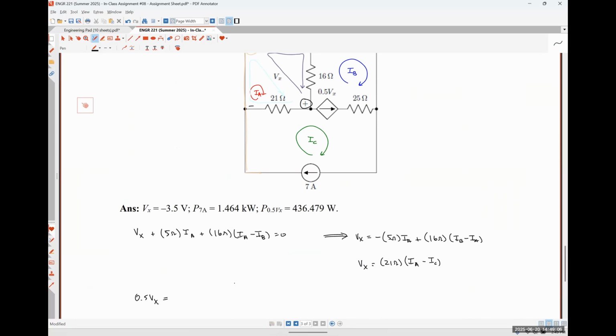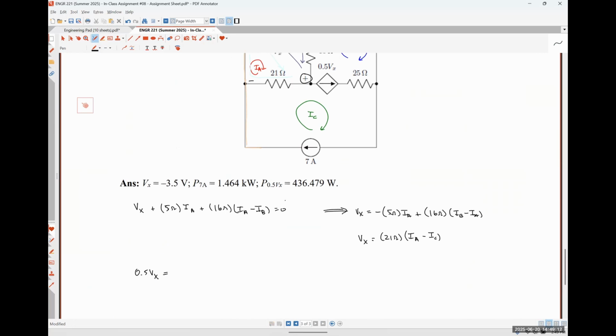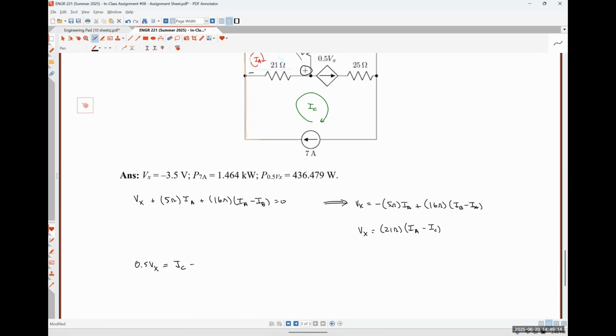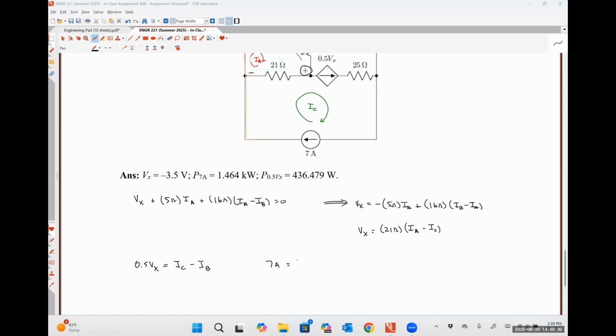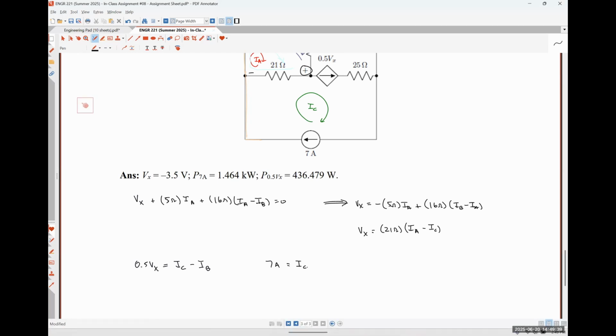So which mesh current is flowing in the same direction as that guy? I see. And which mesh current is flowing in the opposite direction? IB. Thank you for that. Now we have our 7 amp source. So it's on the perimeter. So is it going to be plus IC or minus IC? Plus. Plus IC. All right. So there are our current relationship equations. Before we move on from here, does anybody have any questions about those guys?